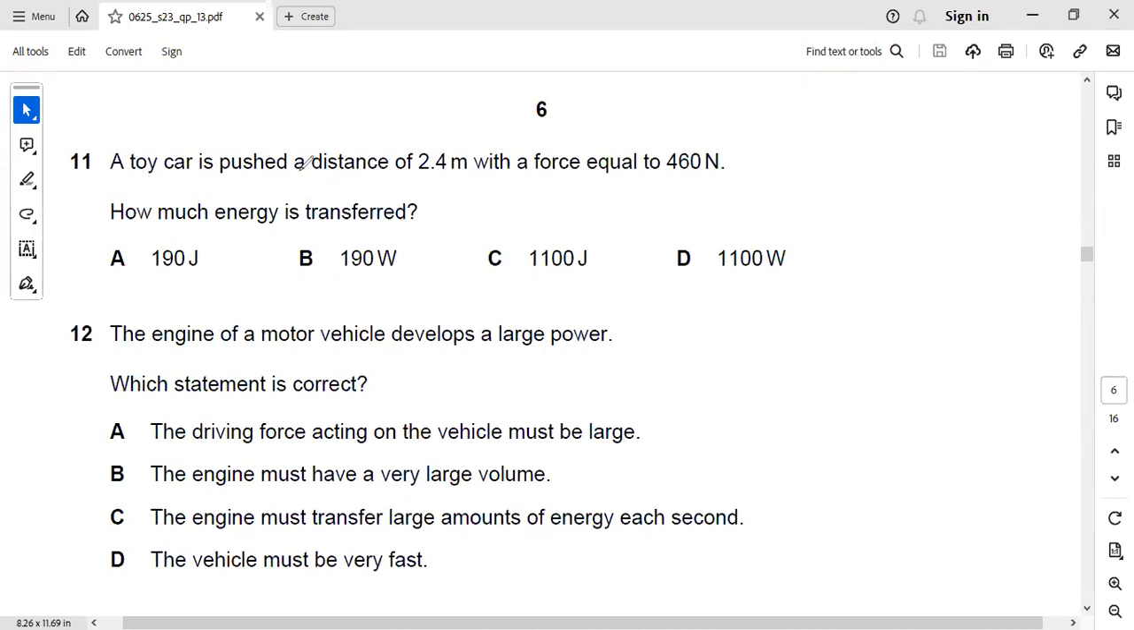Next, a toy car is pushed a distance of 2.4 meter with a force equal to 460 Newton. How much energy is transferred? How much energy is transferred means it is actually work done. What is the work done here? Work done means that is force into distance. Force is given as 460 Newton and distance is 2.4 meter. So you'll be getting answer 1004 Newton meter. That is joule. So the right answer is C, 1100 joules.